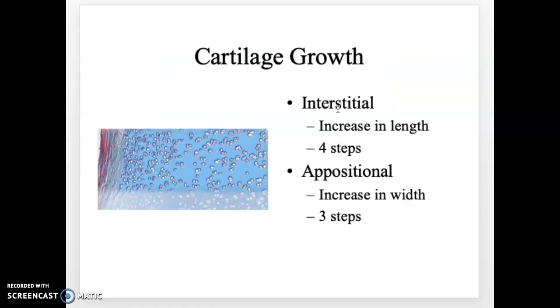Cartilage grows in one of 2 ways. It can grow interstitially, which is increasing in length, or it can grow appositionally, which is increase in width. And we'll go through each of these on their own.